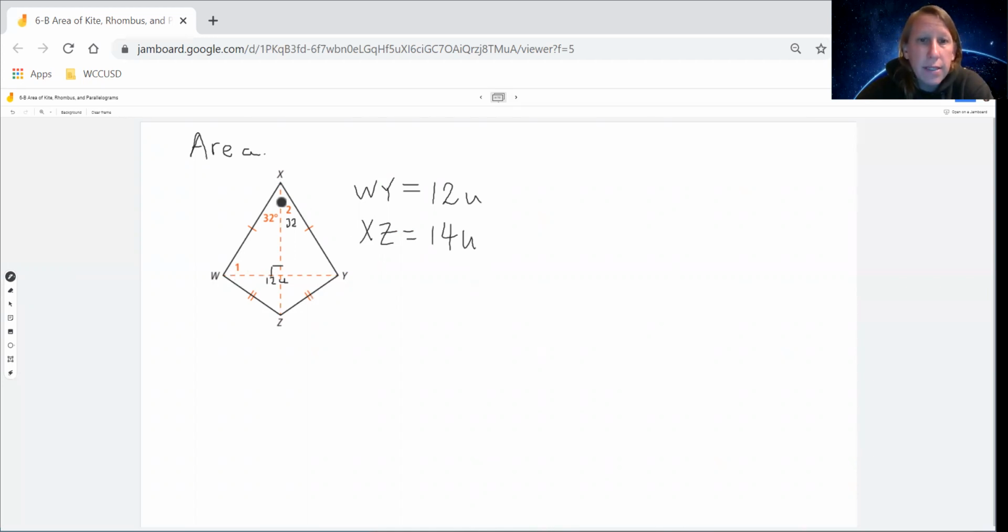Okay, and from X to Z, that's also a diagonal all the way through, is 14 units. You do have to be careful because you don't know if the 14 goes from here to here or if it's the whole thing. That's one reason why I had to write it separate and not include it in the markings.